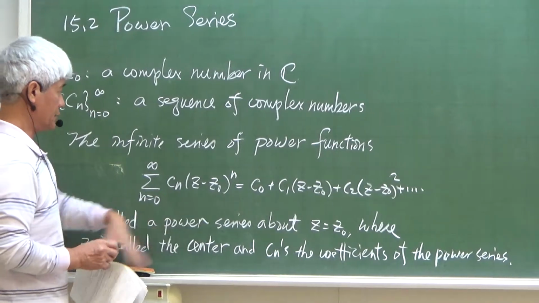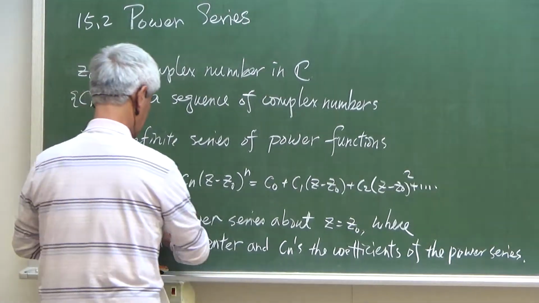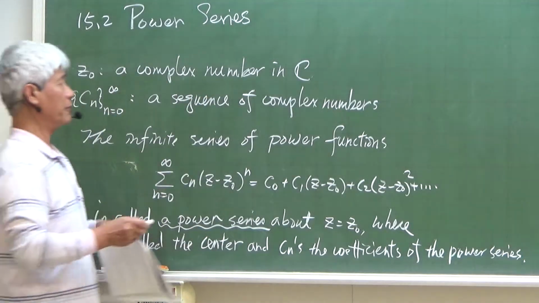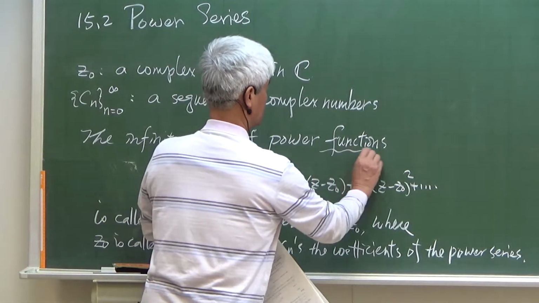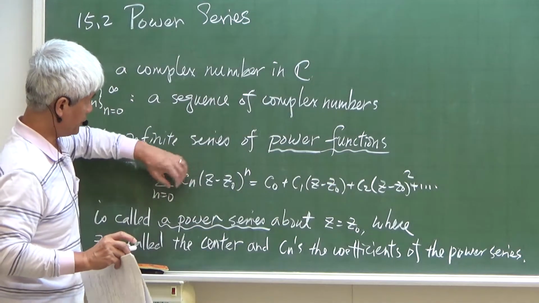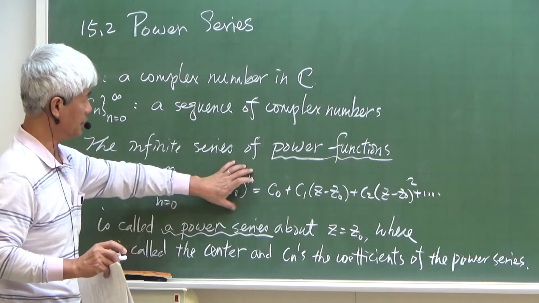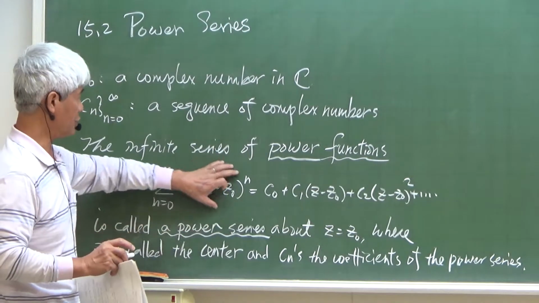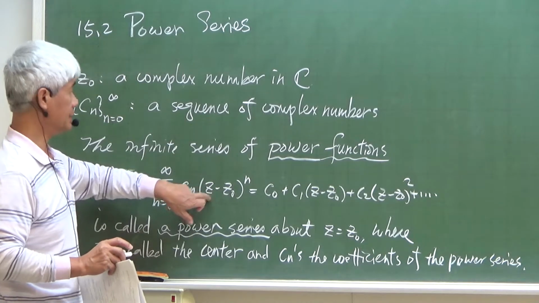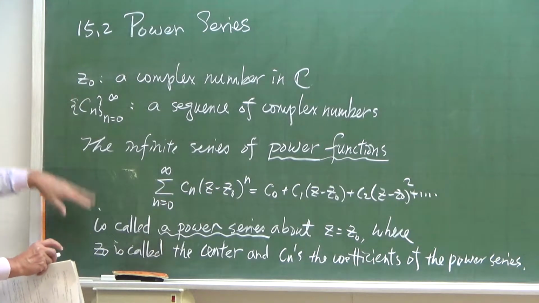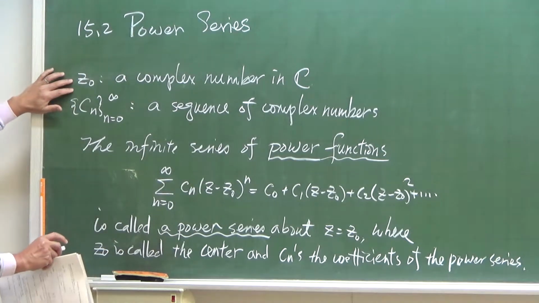A power series is actually an infinite series of power functions. For each term here, it is the nth power of this difference, so it's a function of z. And z0 here is a fixed complex number, which we call the center of the power series.